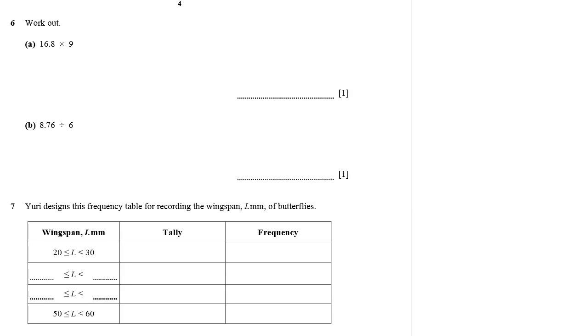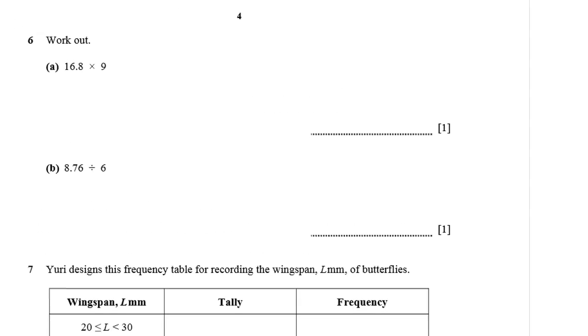Number 6. Work out 16.8 times 9. Work out basically means you multiply 16.8 times 9. I'll give it a go here. You do long multiplication. 9 times 8, you get 72.